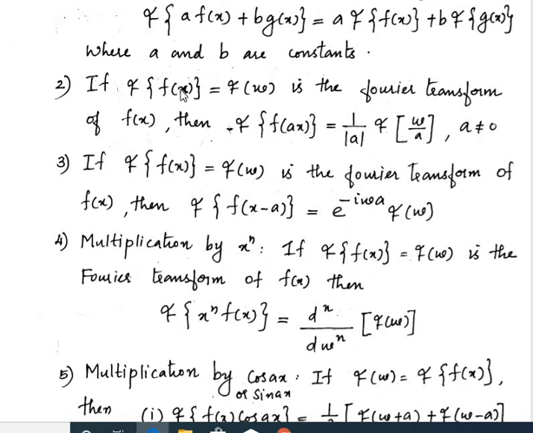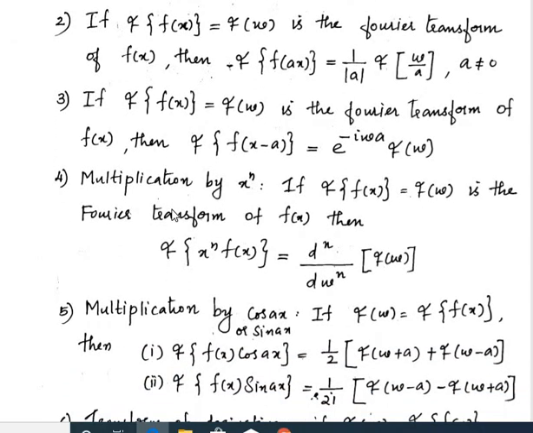That is, if we know the Fourier transform of a given function, then the Fourier transform of f of a x is obtained by 1 by modulus of a into F of omega by a. That is, first we find the Fourier transform of f of x, and in this answer replace omega by omega by a. And the third property is, if we know the Fourier transform of a given function, then the Fourier transform of f of x minus a, the function together with a constant subtracted, will be equal to e raised to minus i omega a into F of omega, where F of omega is the Fourier transform of f of x.